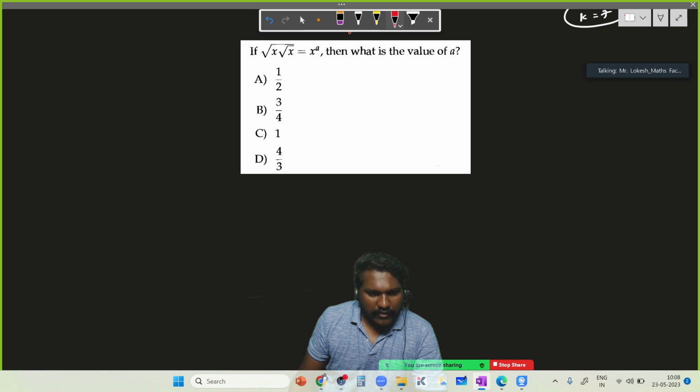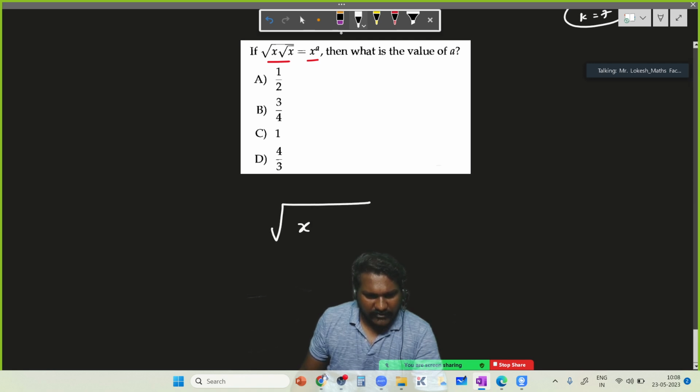So square root of x times root of x is equal to x power a. So we need to find the value of a. Pretty simple. So we have to write square root of x times root of x is equal to x power a.